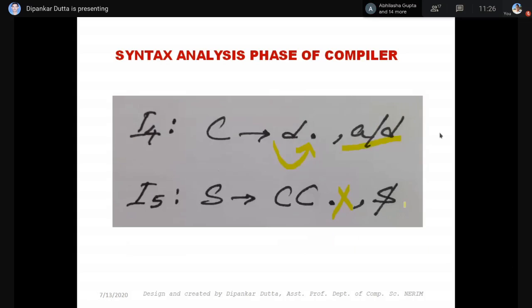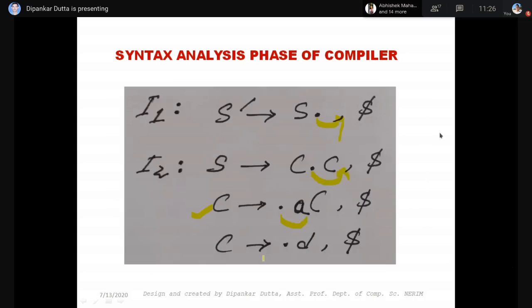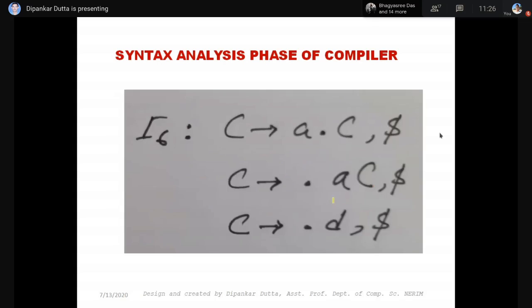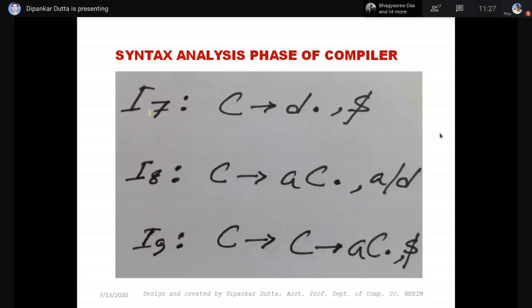So next, what happened? Next case along. C implies dot D, dollar. I think it's already written. Okay, see, in I7 we have C implies D dot, dollar. So no look ahead, no beta or no symbols are there. That means no need to compute the closure set.